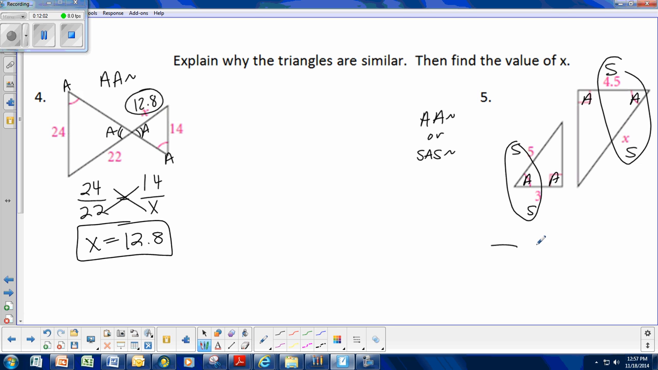Okay, now let's set up our proportion. So I'm going to use 5 and 3 from this side. So it'll be 5 and 3. And then we're going to match these up properly. 5 matches x, so x goes here, and then 4.5 goes there. So if I calculate this out here, I get x equals 7.5. All right, and that's how we use similar triangles to find missing values.